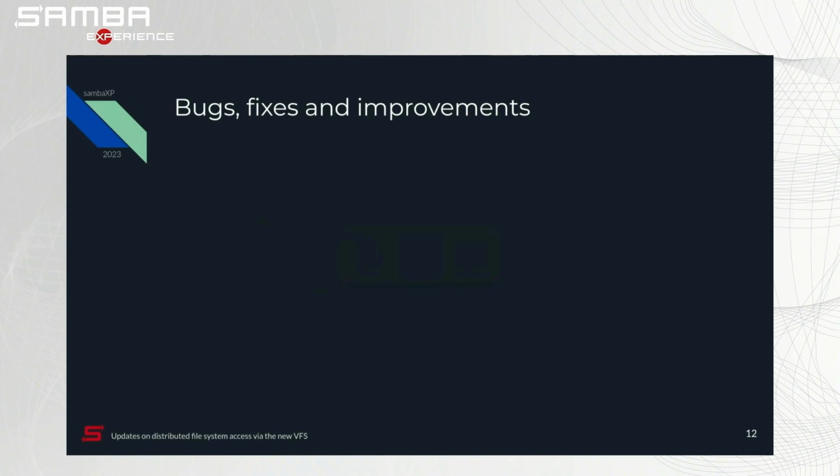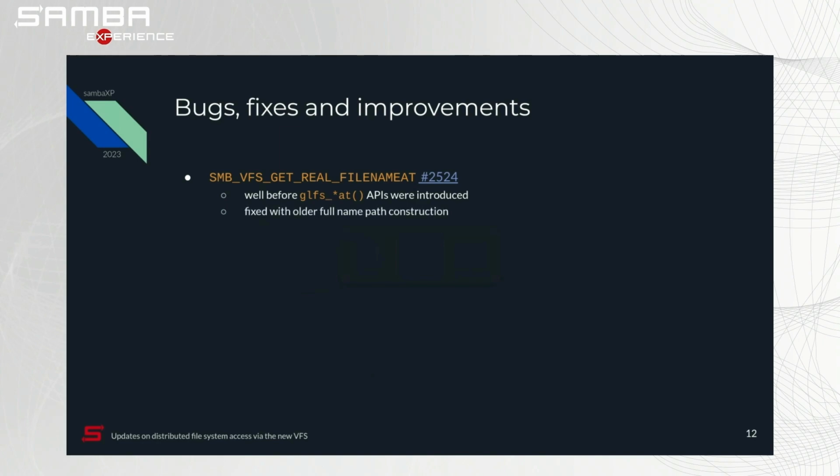Even well before these at variants were introduced, from the GlusterFS side, we had a bug within getRealFileName implementation where Samba already switched, but corresponding changes were not made in the implementation within VFS GlusterFS. So there we could fix it with the older implementation of constructing the full path name instead of file handle, and it was fixed in that way.